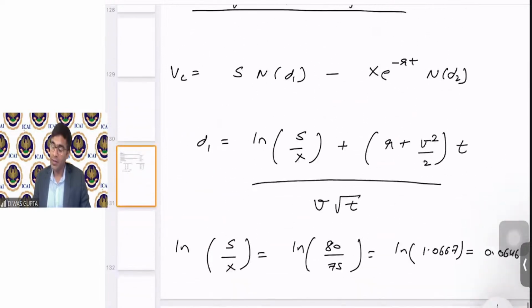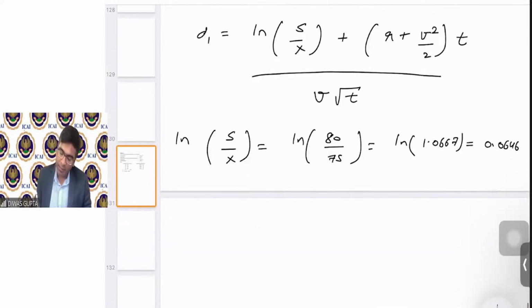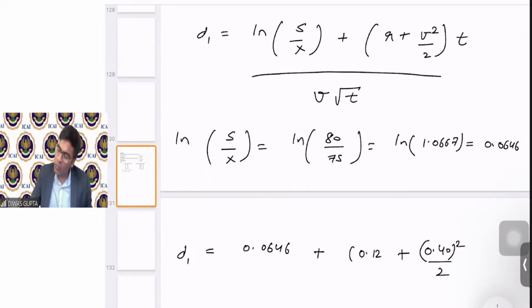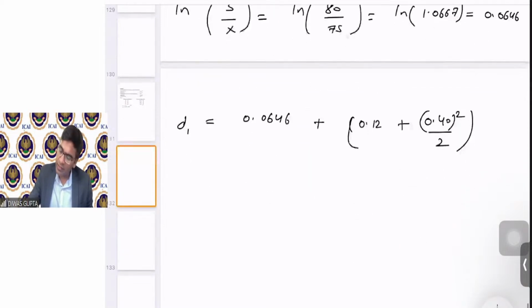So, natural log S by X is calculated. Now, let's come back to D1. 0.0646 plus R, 0.12. Correct? R is given 0.12, plus 0.40 square divided by 2, whole multiplied by T, which is 6 by 12.